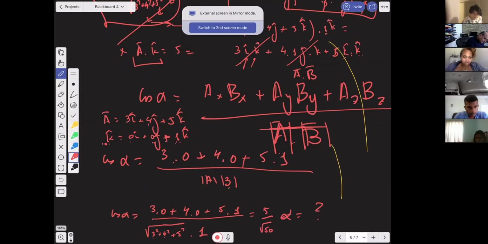So alpha will be r cosine of 5 over a square root. And this is the angle that the vector forms with the k-axis.